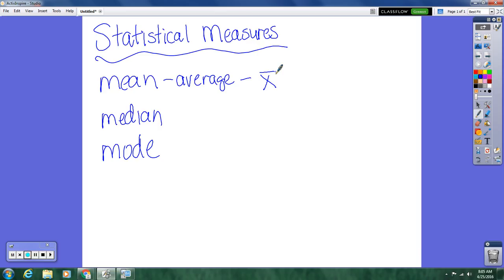Alright, what's the median? Middle number. So it's the middle number of the data set, and before you find the median, what do you have to do? You gotta put them in order. So remember, put them in order first, then find the middle number.